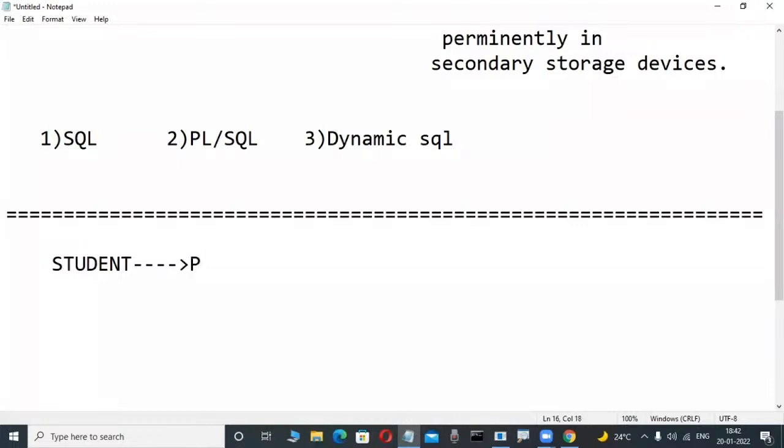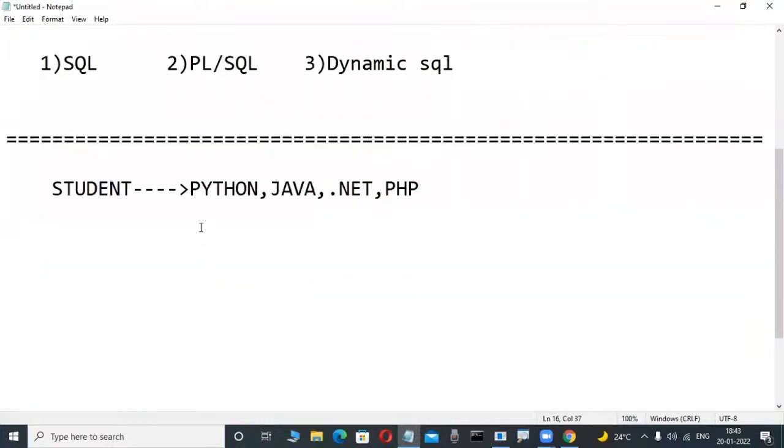Nowadays, they are learning Python, otherwise Java, or front-end technologies like .NET and ASP.NET. They are learning web-based applications and PHP, these types of front-end applications. These persons are web-based application programmers. Web-based is also possible in Java or Python.